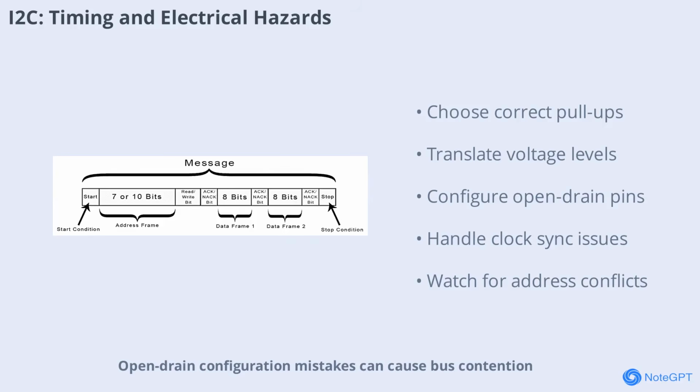Open drain configuration mistakes can cause bus contention, while clock synchronization issues in multi-master systems lead to data corruption. Even environmental factors like temperature can shift timing parameters, causing failures in harsh conditions. Address conflicts, especially with multiple identical devices, are another common source of trouble. By understanding these electrical and protocol level hazards, you can design I2C buses that are both robust and scalable.